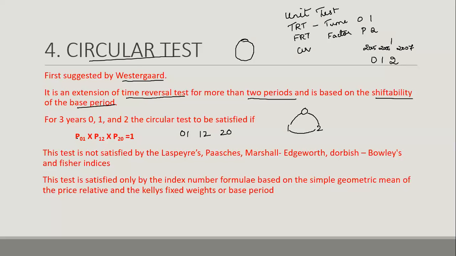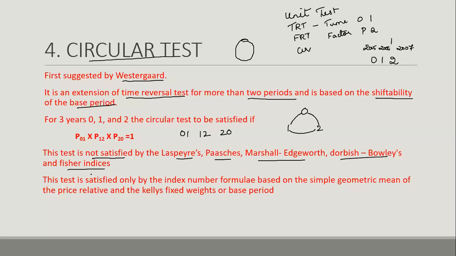So the formula is P01 into P12. When calculating for the second year, 2 will be the current year and 1 will be the base year. And when it goes to the next, the second will be the base year and the first year will be the current year. That circular form we call the circular test. And this test is not satisfied by any of the methods, that is Laspeyres, Paasche, Marshall-Edgeworth, Drobisch-Bowley or Fisher index. It will not satisfy this test. When you apply the formula and look, you will not get those values.